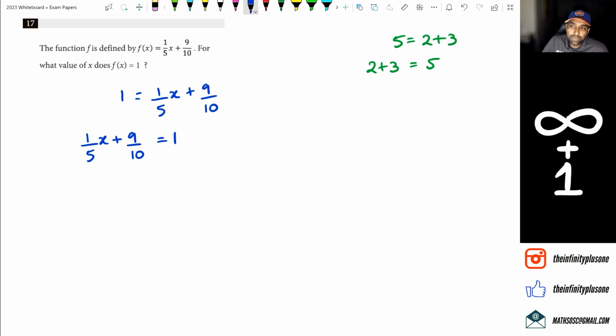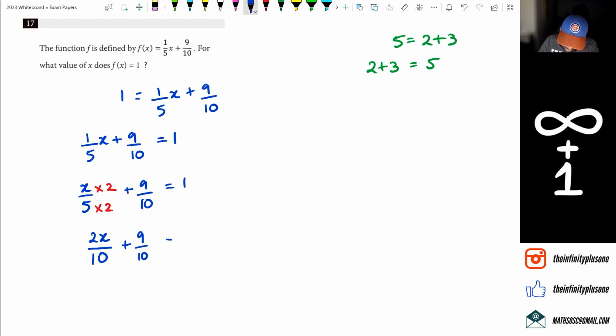From here you've got a couple of different ways of doing this. The first way is you could move the 9 over 10 to the other side. I'm going to go with making the denominators the same: x over 5 plus 9 over 10 is equal to 1. The lowest common multiple of 5 and 10 is 10, so I multiply the denominator by 2 and the numerator by 2, and I get 2x over 10 plus 9 over 10 equals 1. Now I can combine these, so I get 2x plus 9 over 10 is equal to 1.